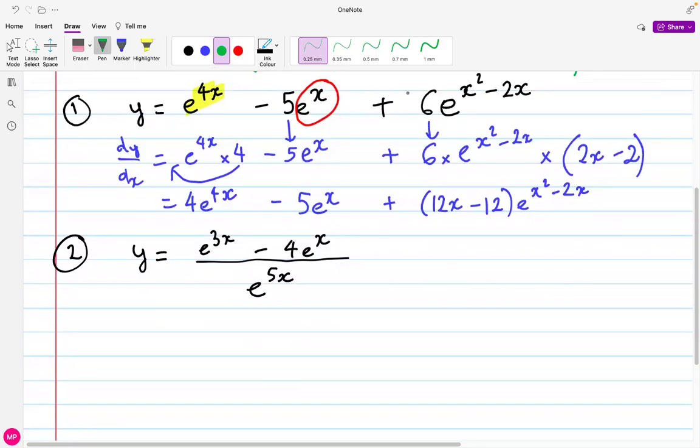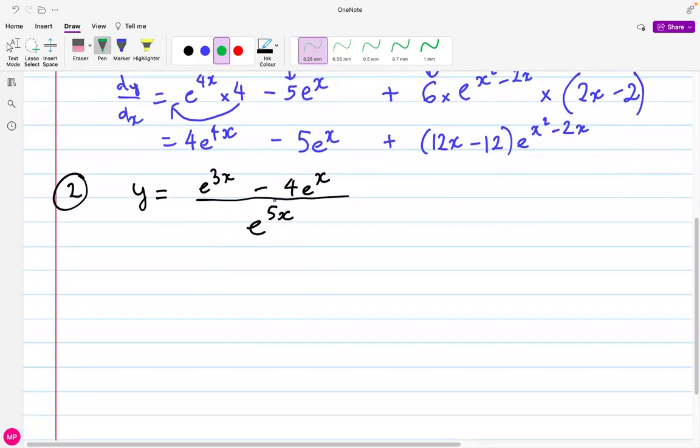Separated by the plus or the minus. So here you can see the division. So I can't derive them individually yet. I'm going to separate them out first. Okay, so I still have y here.